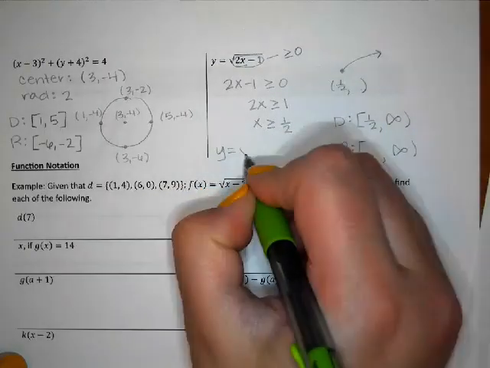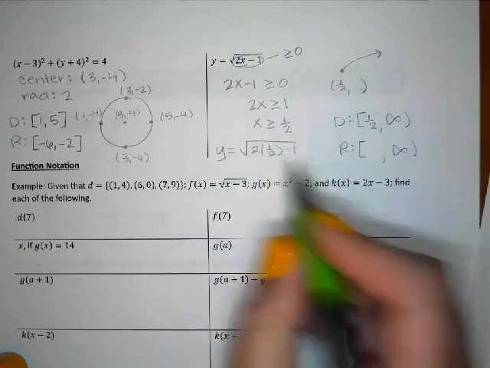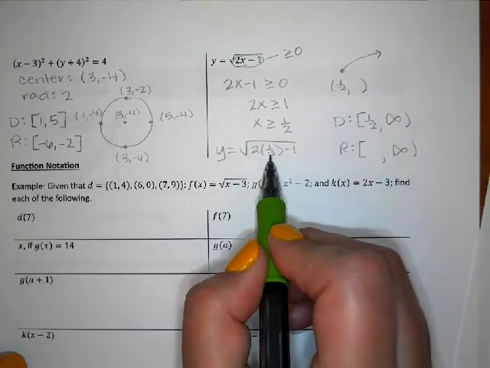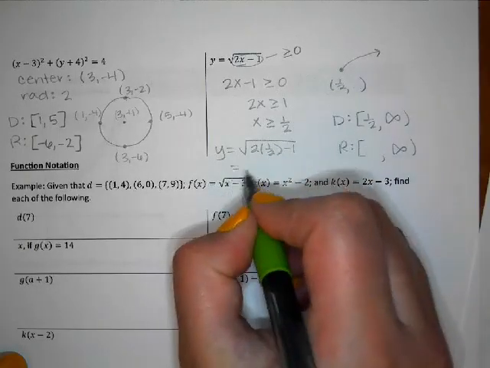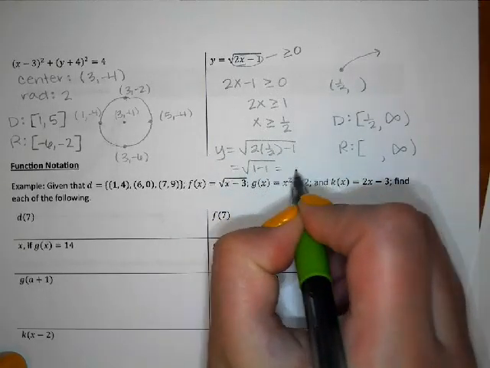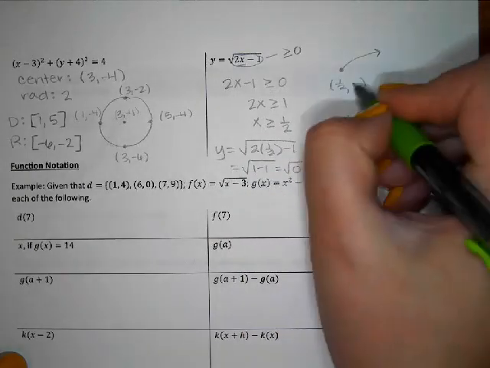So 2 times 1/2 is 1. 1 minus 1 is 0. And the square root of 0 is just 0. So this point is (1/2, 0). And the range must be from 0 to infinity.